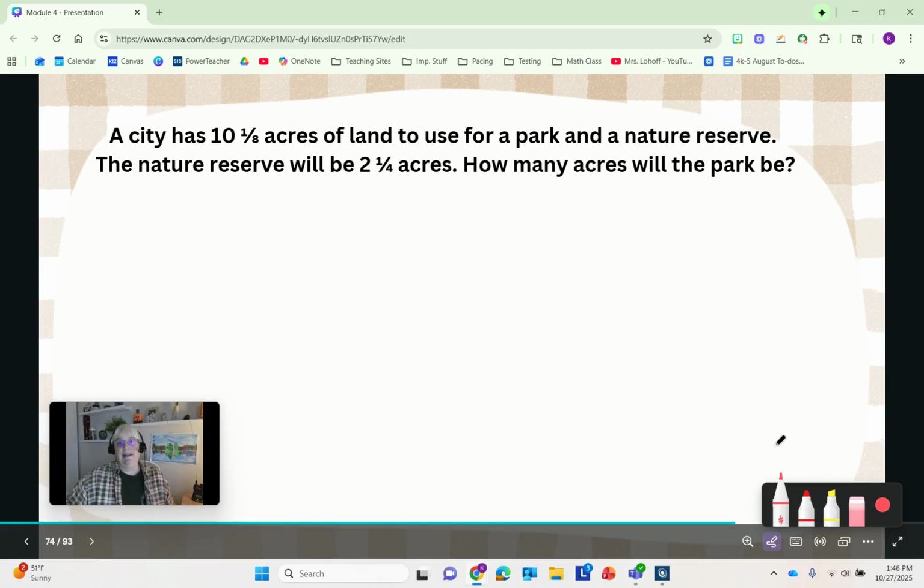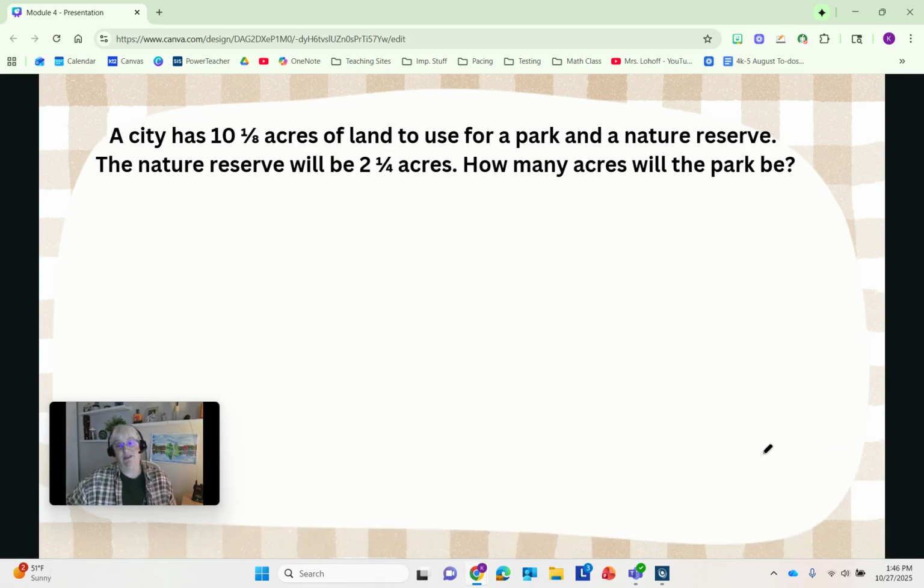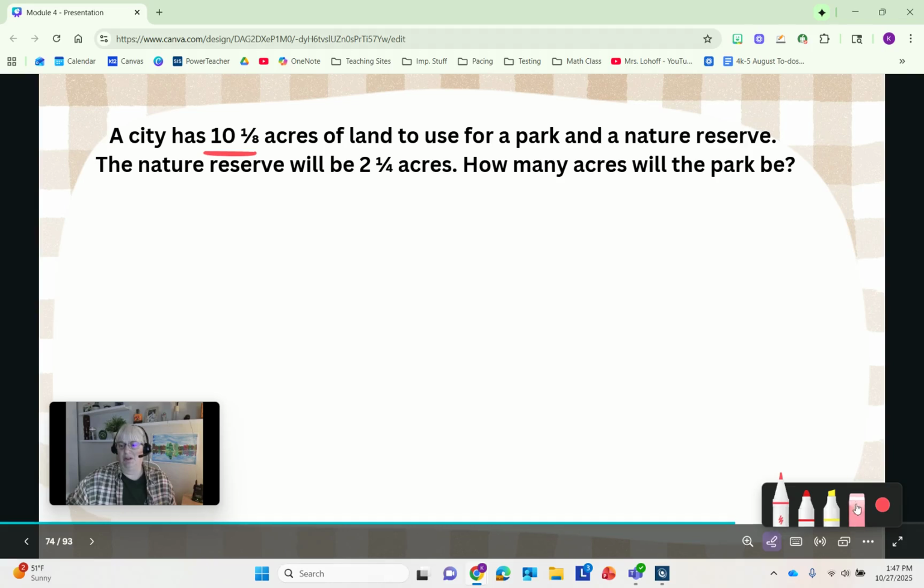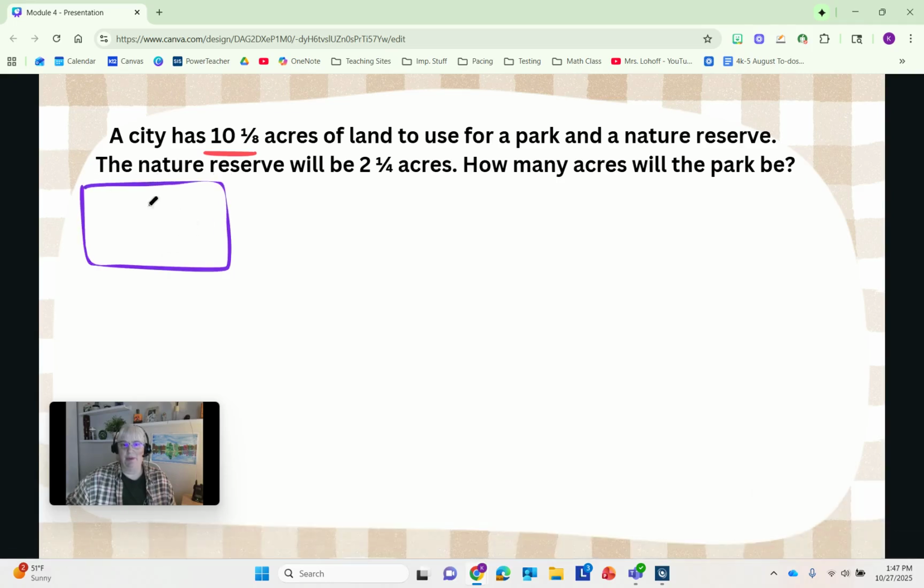All right, this next example could also happen in the real world. A city has 10 and 1/8 acres of land to use for a park and a nature reserve. I'm just going to draw a little picture because that helps me understand. So there's this chunk of land, on a map it would look like this. And we're going to have a P for park, and we're going to have a nature reserve. Okay, got it.